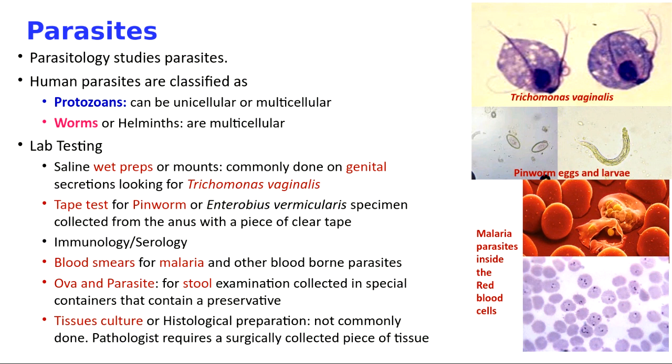We can look for gastrointestinal parasites in the stool. So the patient would provide a stool specimen. We would do special washing and special preparation, and then look at the specimens under the microscope to look for specific parasites. We can also do tissue culture, and that is not commonly done. And whenever it's done, it would be done in a more specialized area in histology. So that is not common in the clinical laboratory, but it's an option.